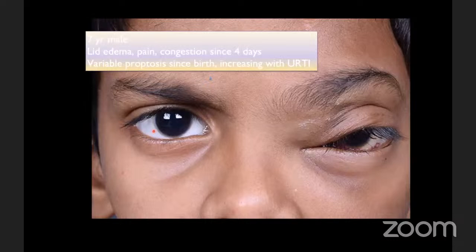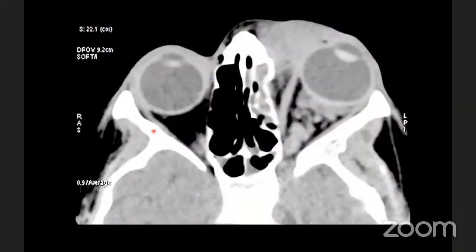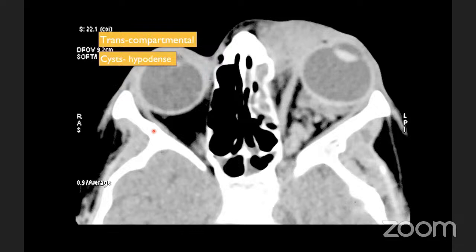Now, this is a child who presented with lid edema, pain, congestion, which was present since 4 days. And there was variable proptosis since birth. And this was increasing with upper respiratory tract infection. And as you can see, there is some patchy density in the post intraconal space.